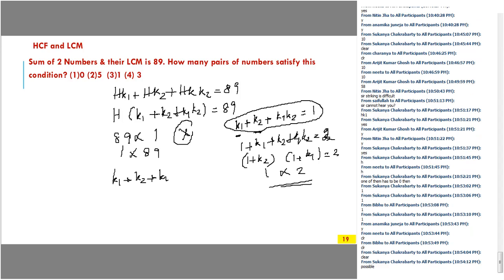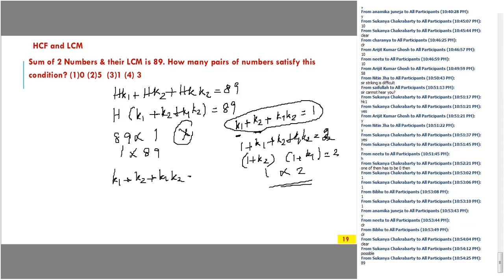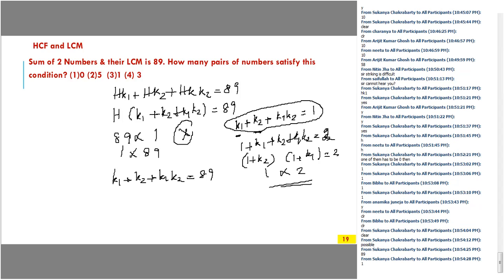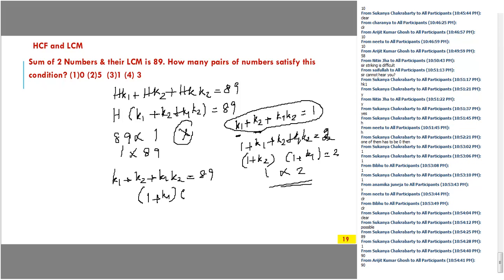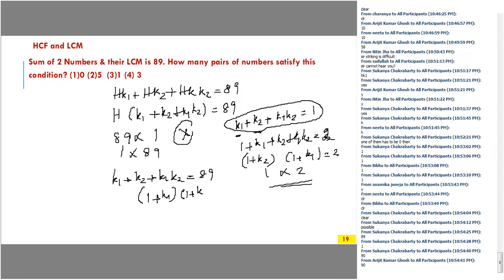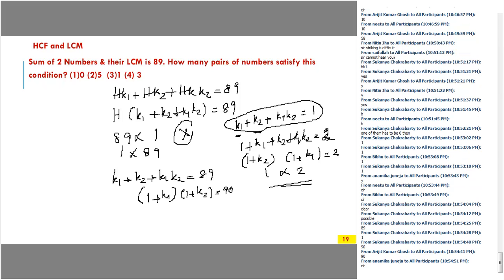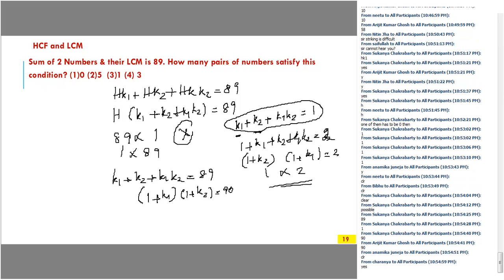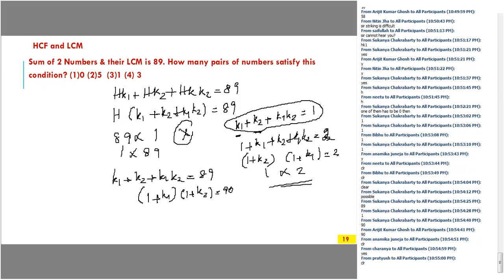So what is K1 plus K2 plus K1, K2? How do you solve this now? What should I add on both sides? So it becomes 1 plus K1 into 1 plus K2 equals what? It becomes 90. How many are clear up to this? 1 plus K1 into 1 plus K2 is 90. Priyanka clear? Anamika clear? Charanya clear?